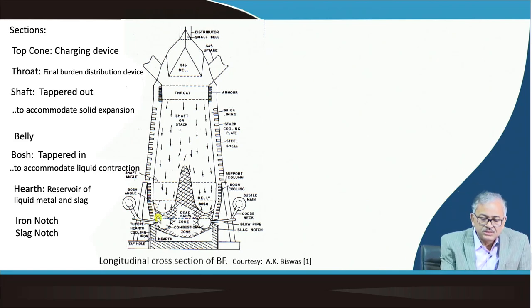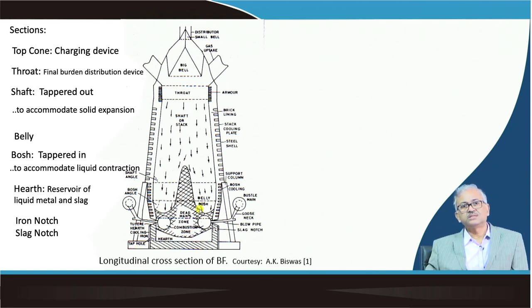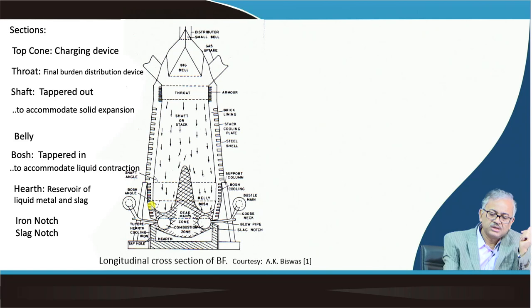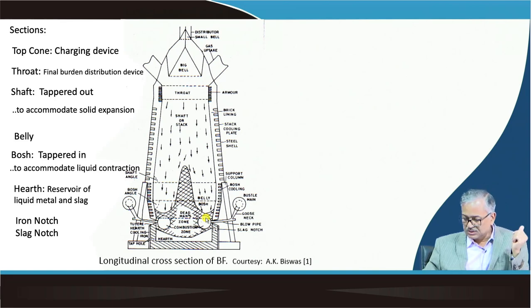So some tapering is required such that you can reduce the volume inside the blast furnace. Otherwise, it will create voids and charge from the top can slip into the bottom suddenly, okay? So you should not allow any void to be created inside the blast furnace. Since the liquid shrinks, you accommodate for the decrease in the volume. So this portion basically has some decrease in the volume, and that is called the Bosch.